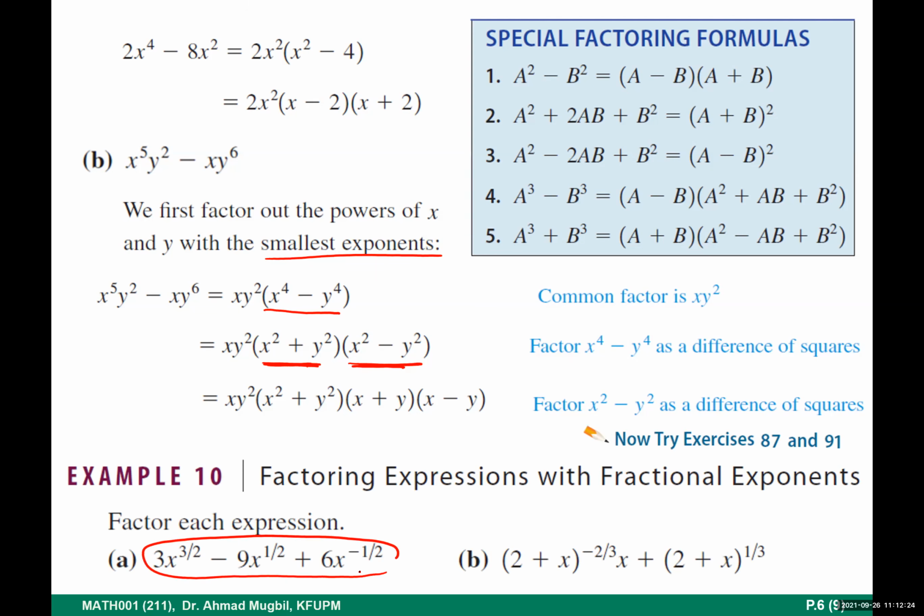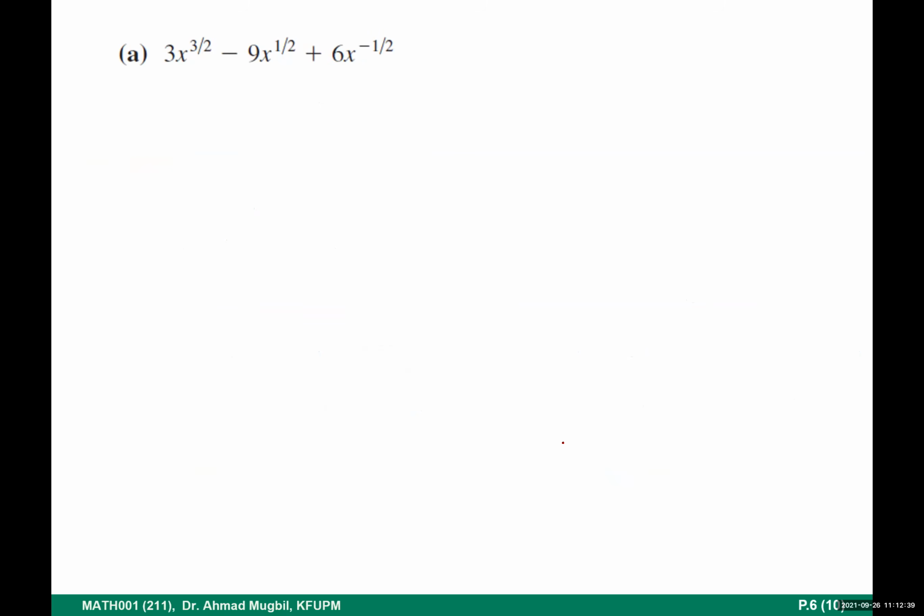Yes, step number one, always: a common factor. Is there a common factor here? Between the coefficients 3, 3, 9, 6, the common factor is 3. Let me open it here in this slide. So here we are. 3 is the common factor. Now what about x to the power 3 over 2, x to the power half, x to the power negative half?